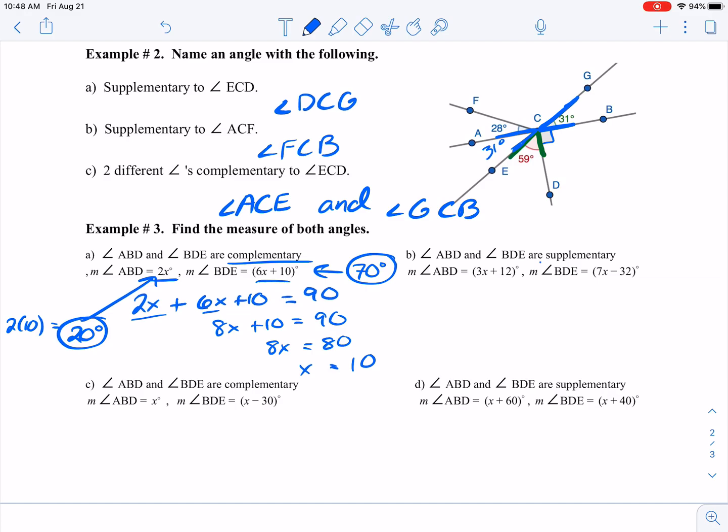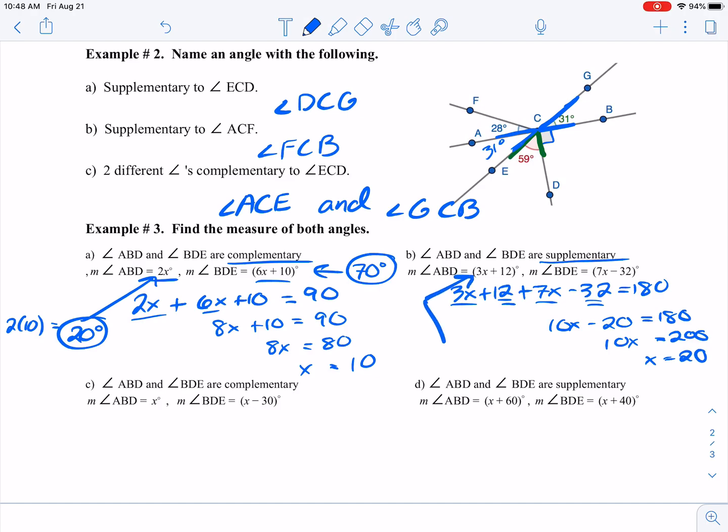Let's try an example where two angles are supplementary, and then you can finish with C and D on your own. If these angles are supplementary, then their angle measures sum to 180. Okay, combine your like terms. 10x minus 20 equals 180. 10x equals 200, so x equals 20. Plug it back in to find the angle measures. 3 times 20 plus 12 gets us 72 degrees. What plus 72 gets us 180? 108 degrees.